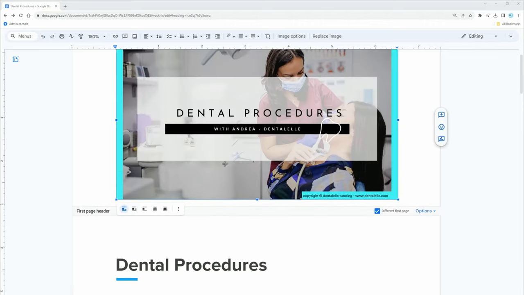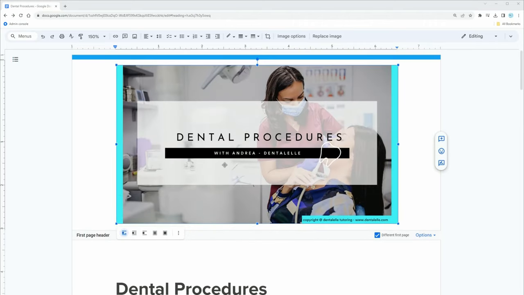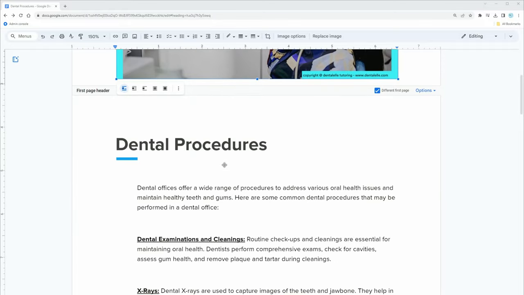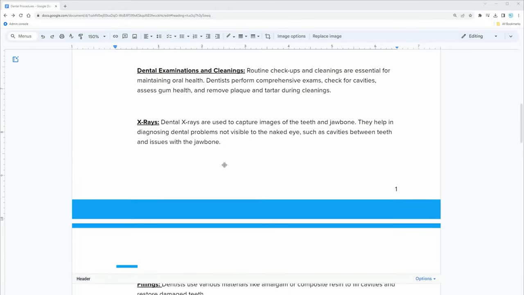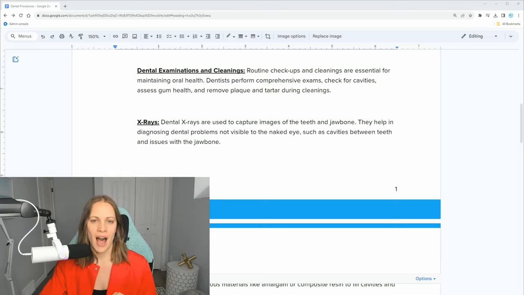So this is part of your Google document that you all have. So feel free to open that up if you want to follow along. I'm just going to go through what your document says. So, for dental examinations and cleanings, this is basically when the dentist is doing the checkup.